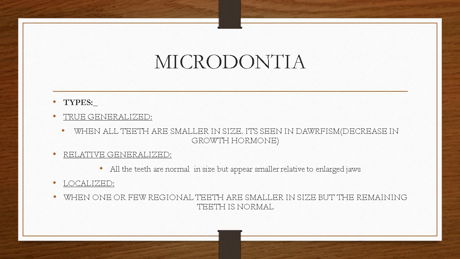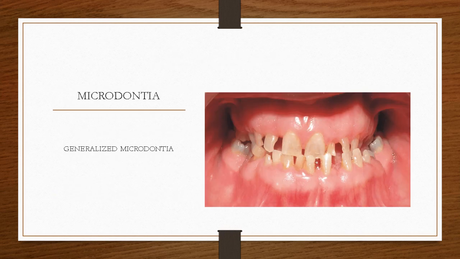And we're going to talk about the third type, which is localized microdontia. This is when one or a few regional, adjacent teeth are smaller in size, but the remaining teeth are normal. So these are the three types we talk about.